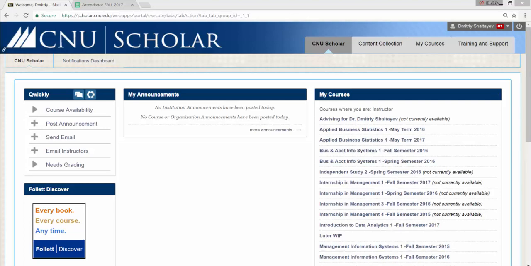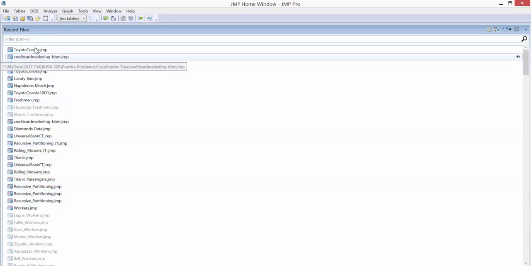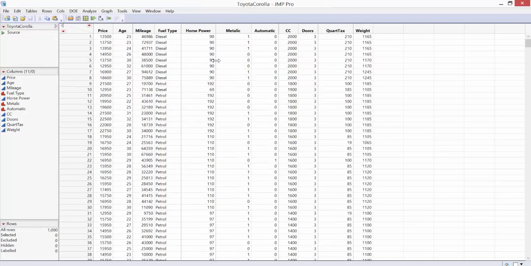So let's go ahead and open up the file all over again. Go ahead and launch JMP, and in the list of recent files you should probably see, on the top of the list, the Toyota Corolla data that you downloaded in the previous class. If you didn't, then go to Scholar, it's posted in the JMP file. Otherwise, go ahead and open up Toyota Corolla.